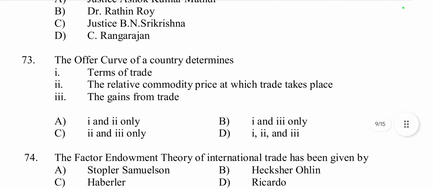Then come to question number 73. The offer curve of a country determines what? Terms of trade? Yes. The relative commodity price at which trade takes place? Yes. The gains from trade? Yes. The offer curve of a country determines all of the above. So option D is the right answer, because the offer curve shows the quantity of export a country is willing to trade for imports, thus relating to terms of trade, relative price and gains from trade. So all of the above options are correct.